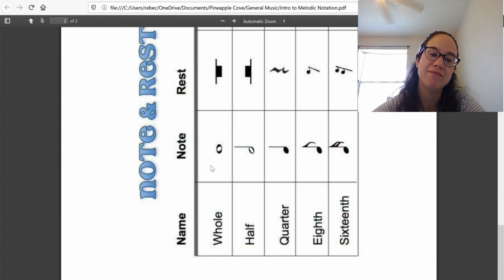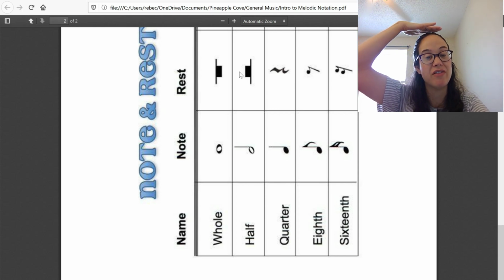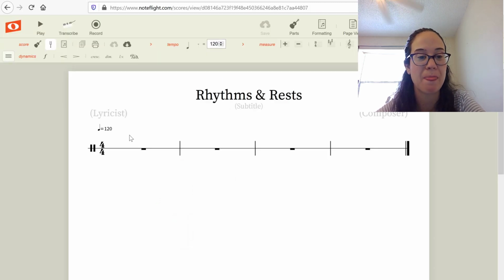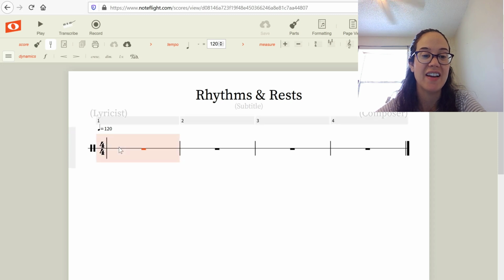Whole note, whole rest, it's underneath the line. Half note, half rest, it's above the line like a hat. Quarter note, quarter rest, it's kind of a squiggle. Eighth note, eighth rest. I'm going to show you those in Noteflight. Alright, so let's go ahead and include every type.